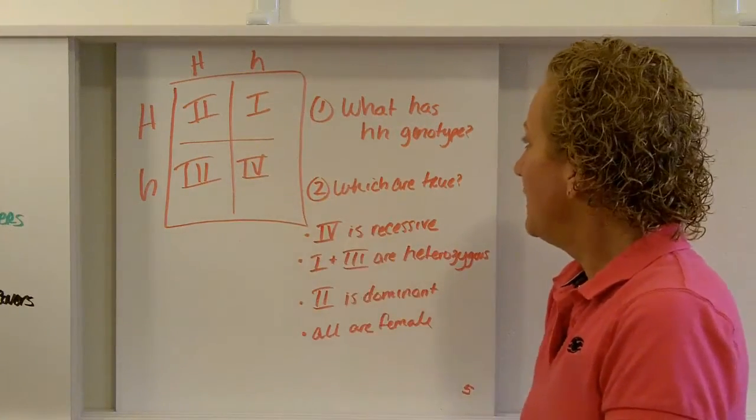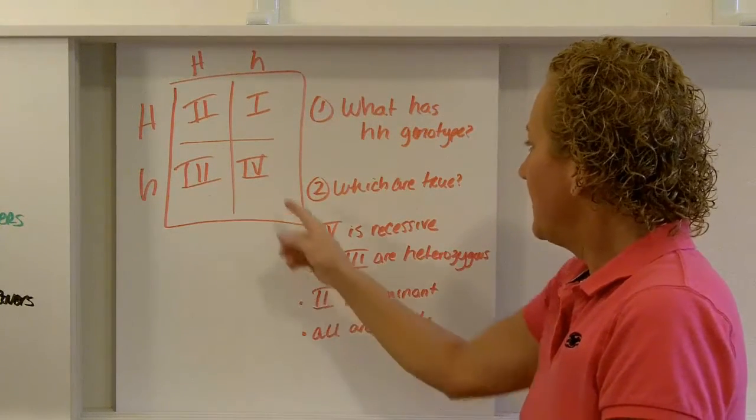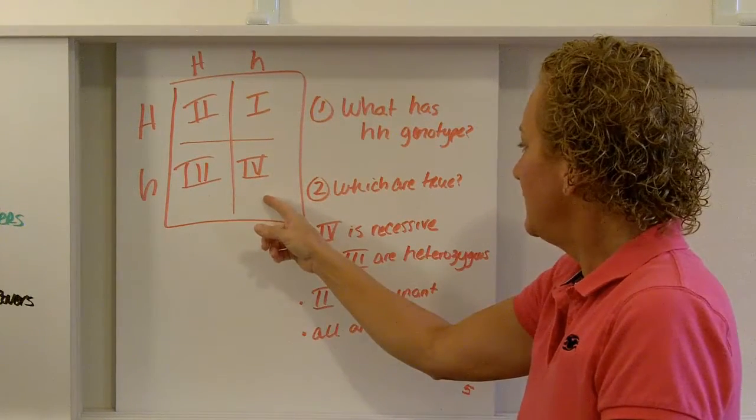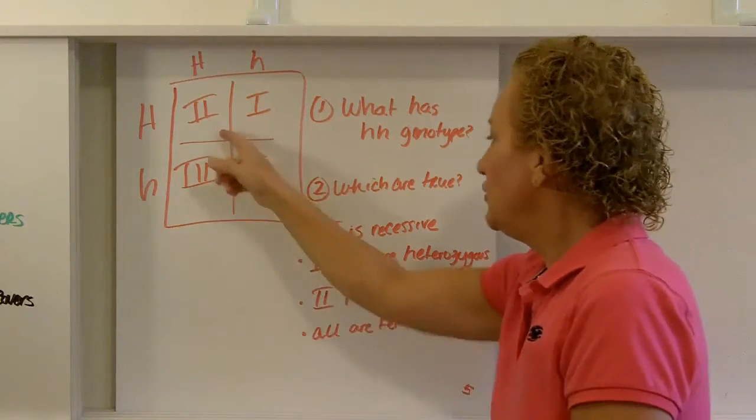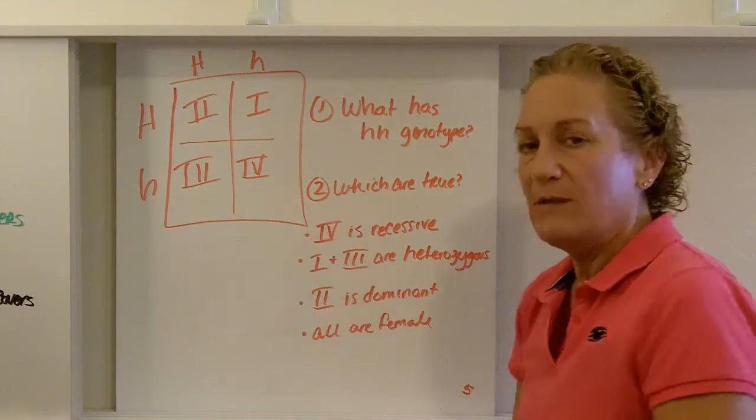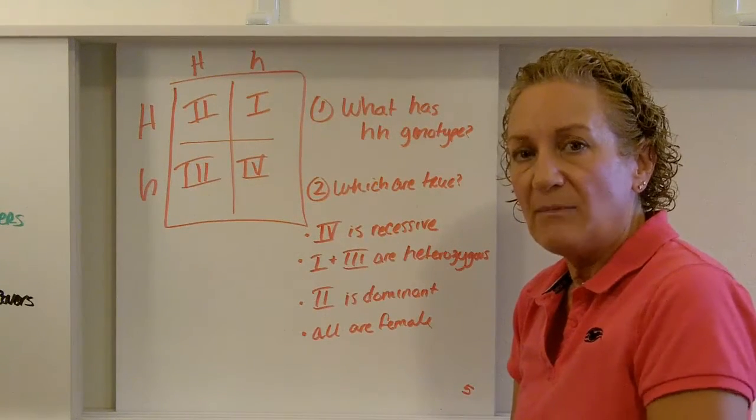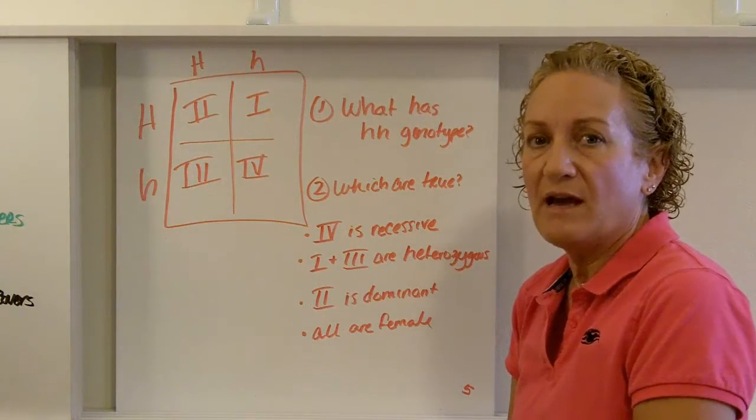Question number 2. Which of these are true? 4 is recessive. 1 and 3 are heterozygous. 2 is dominant, or all are female. Stop the video and think about that for a minute and turn it back on when you're ready to go.